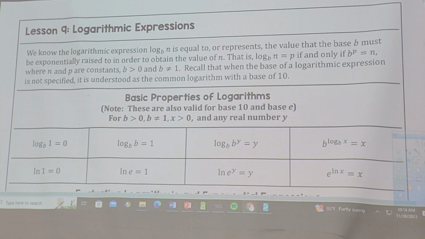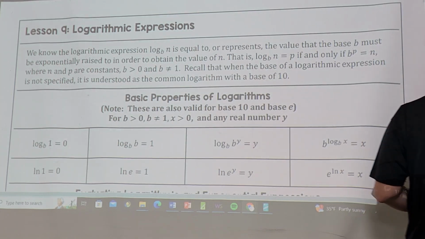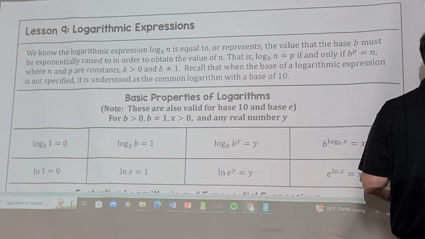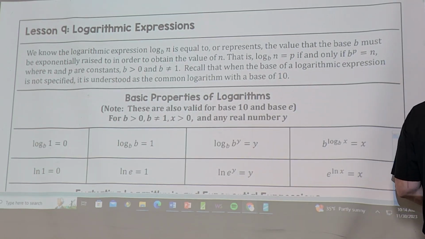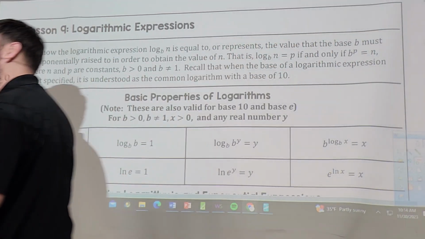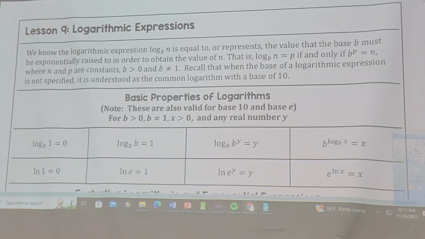Log base b of x equals y means b to the y equals x. Your base to what equals the number you have. That's the inverse of an exponential. That's the biggest thing you guys got to know about logs. That will help us out immensely on our log journey. We're going to do so much with logs, we're going to build a house. All right. Log base b of x.